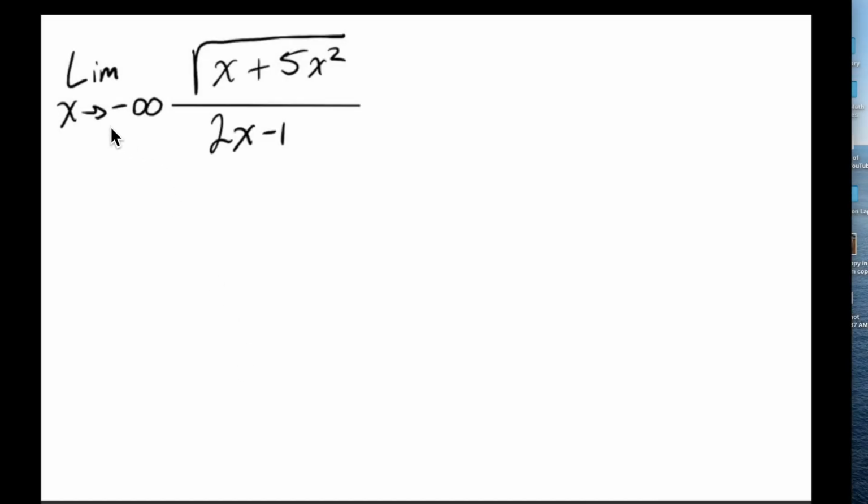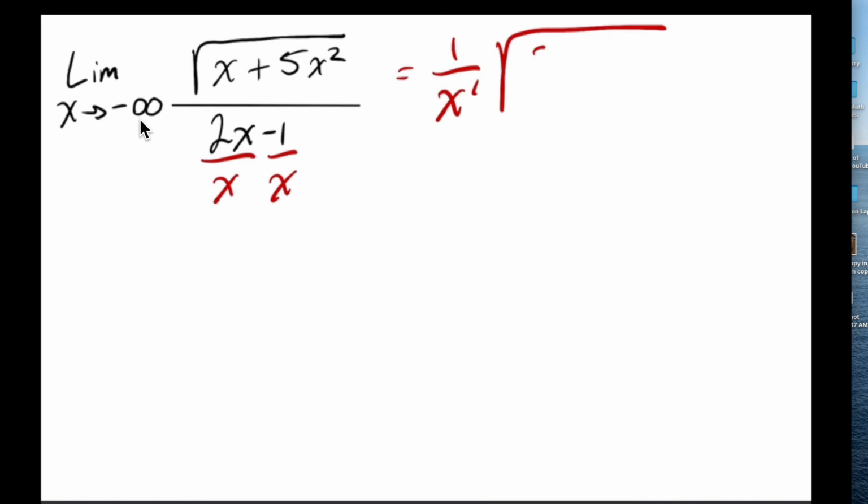Our next limit involves x going to negative infinity, so we may potentially need to add a negative. We're going to divide both top and bottom by the highest degree in the denominator. That's going to involve multiplying the top by 1 over x to the first power. We're going to build a fraction within the radicand in anticipation of inserting that x to the 1 into the radical. On the bottom, we're going to have these x's cancel out.